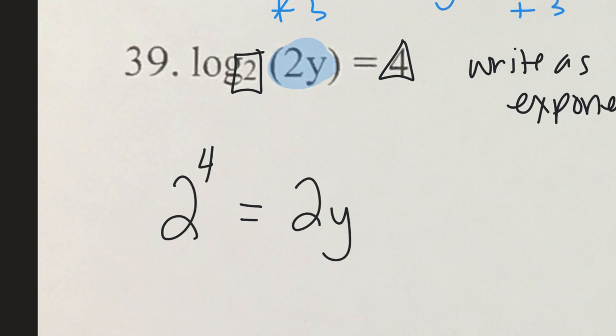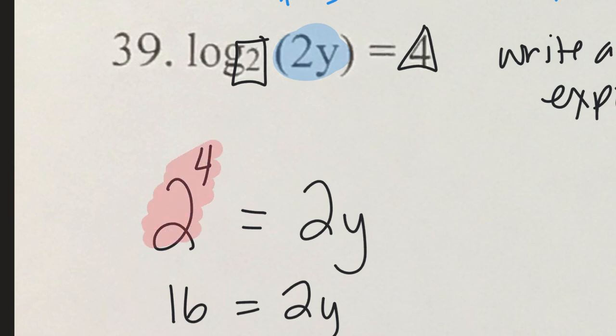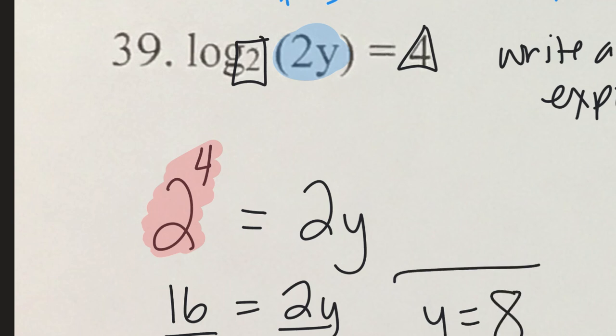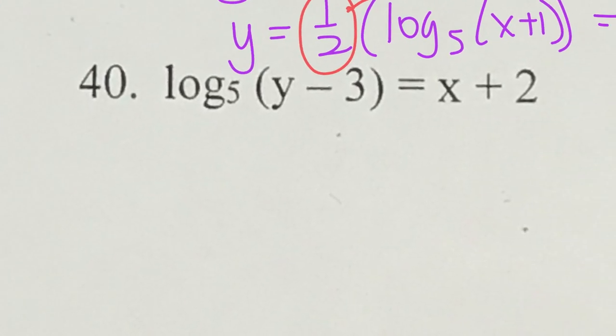Now 2 to the 4th, that's 2 times 2 times 2 times 2, that's 16. Right? So this is a number. We're able to evaluate this number. 2 to the 4th is a number. So we evaluate that, and then we divide everything by 2, and 16 divided by 2 is 8. Pretty fantastic answer. So we're writing our log as an exponent in order to get your y value out of the argument.